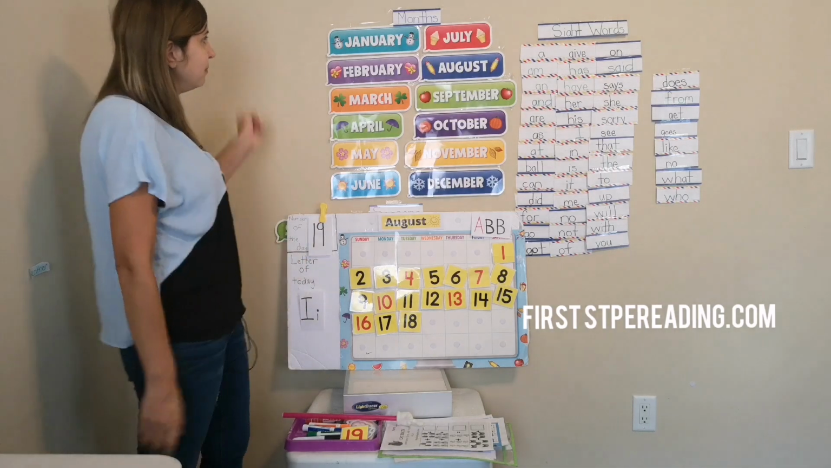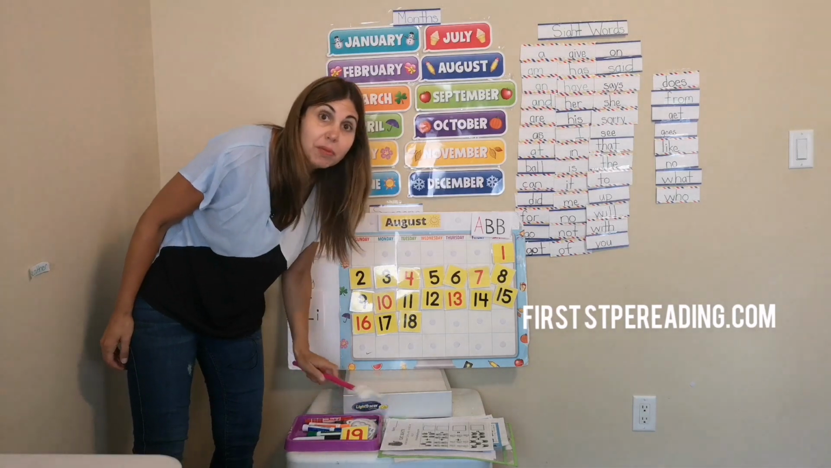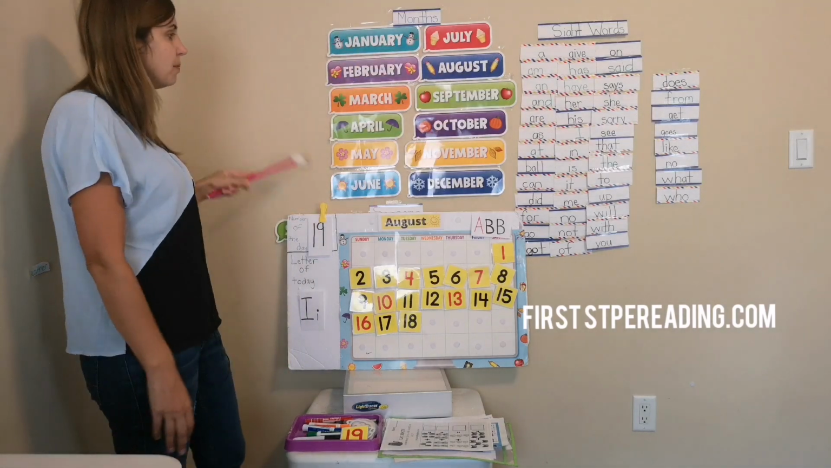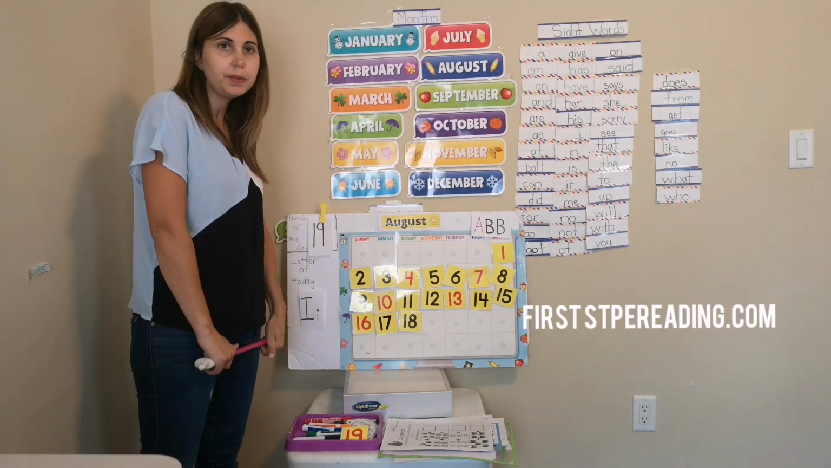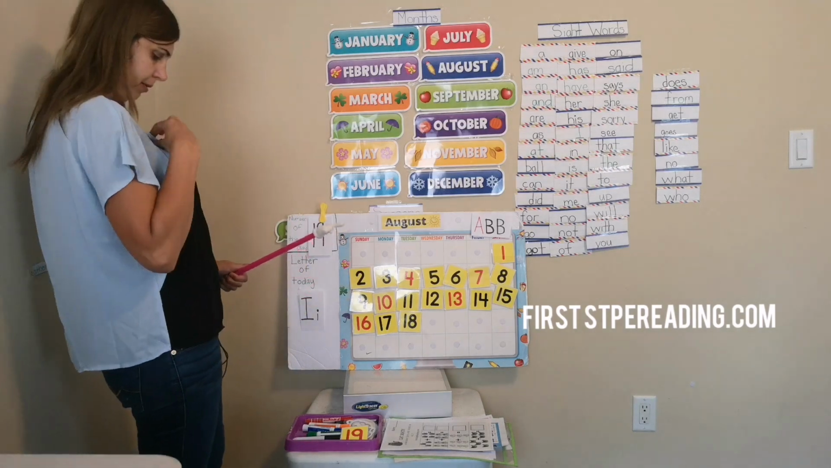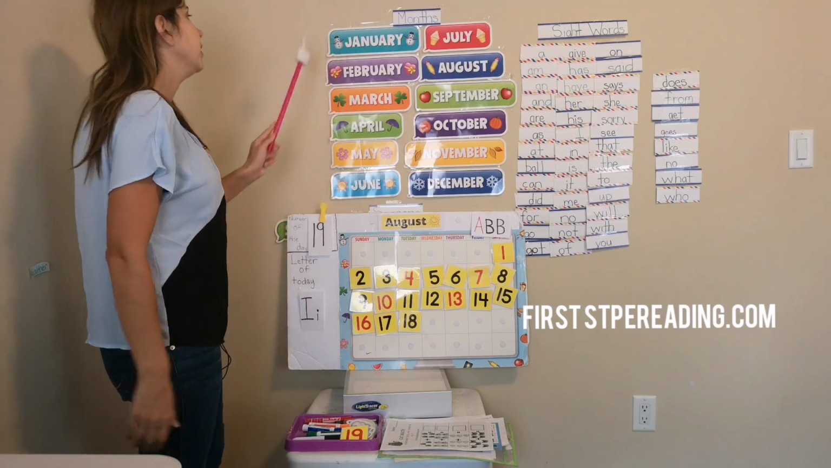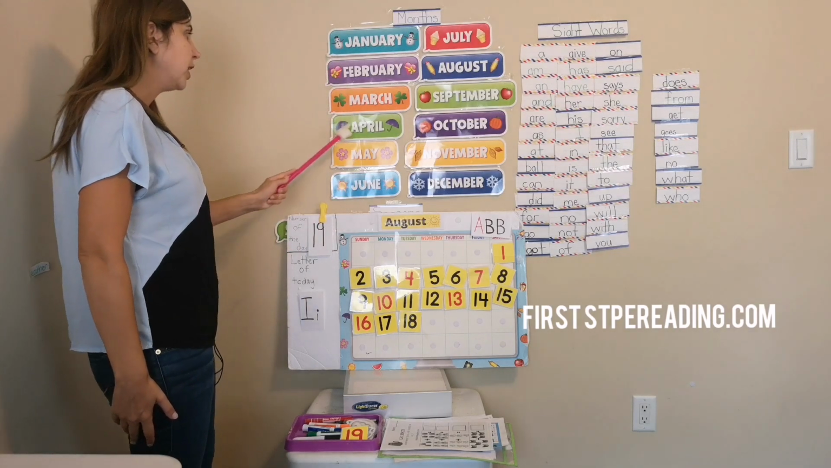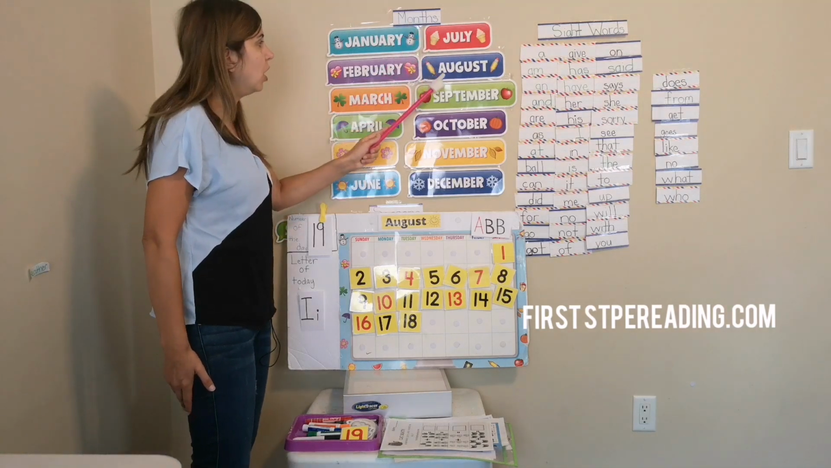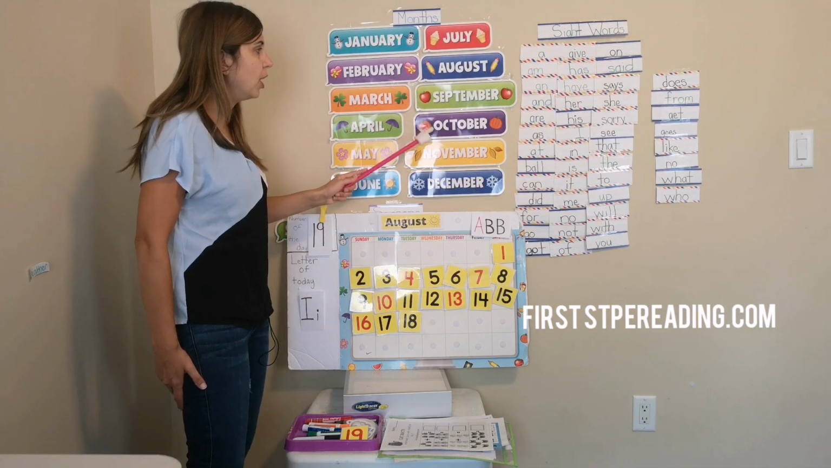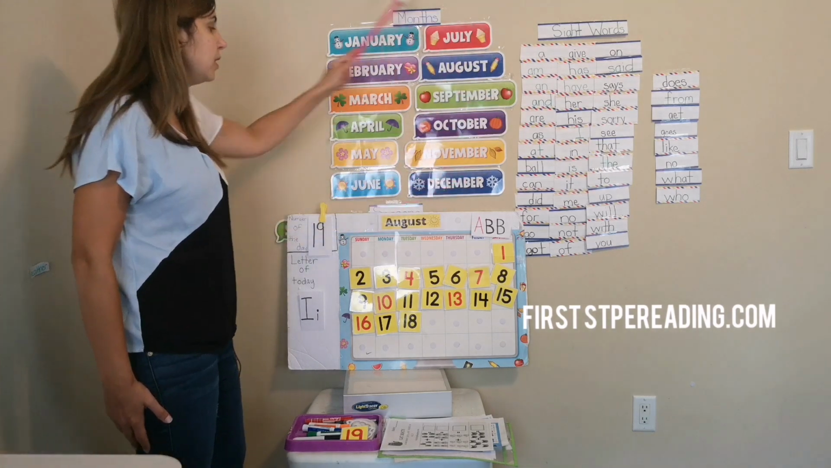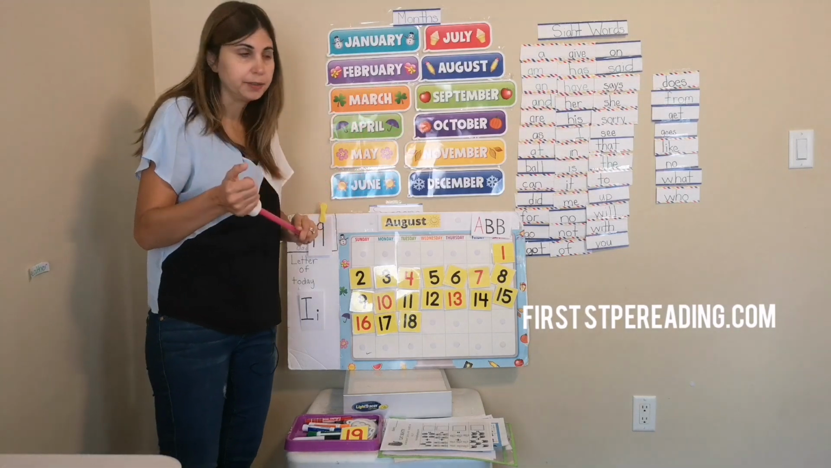Let's get started with the months of the year. How many months are in 1 year? Here's your months. How many are in 1 year? 12. Good job. Let's say them together. January, February, March, April, May, June, July, August, September, October, November, December. These are the 12 months in 1 year.